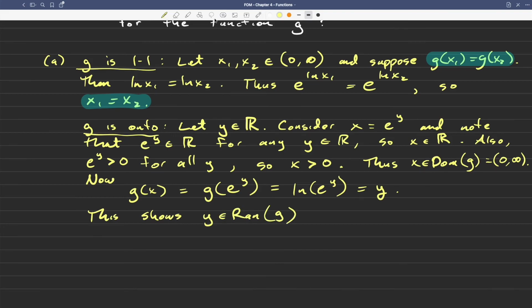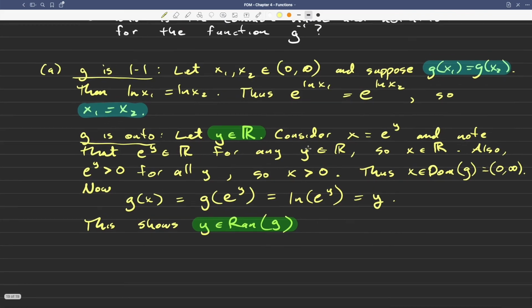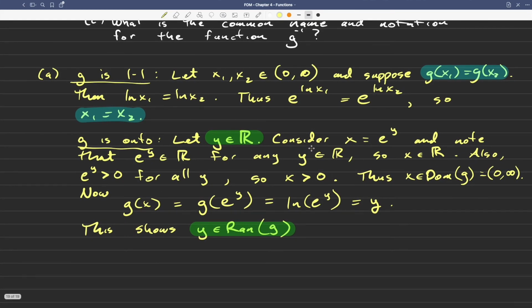So we started with an element here, y, in the real numbers, and we argued that that very same y is in the range, and that shows you that the real numbers are contained in the range. And the range was contained in the real numbers by definition of the function, so this really shows you that the real numbers equals the range of g. So that's what it means to be onto there.